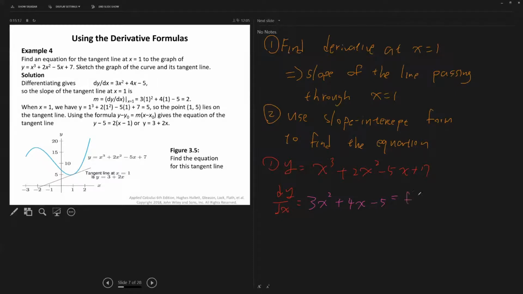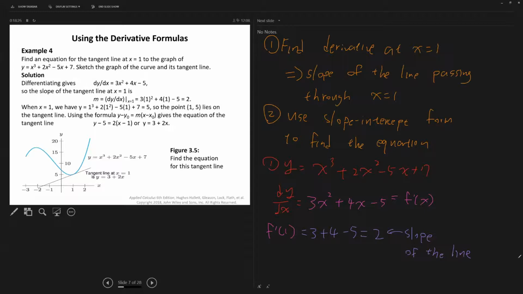Let's say f prime of x. Now we need to find out what f prime of 1 is. That will tell us the slope of the line passing through x equal to 1. So f prime of 1 is equal to, plug in 1, you get 3 plus 4 minus 5, which is a positive 2. So that will be the slope of the line passing through the point when x equal to 1. So we have found the slope of this black line right there.